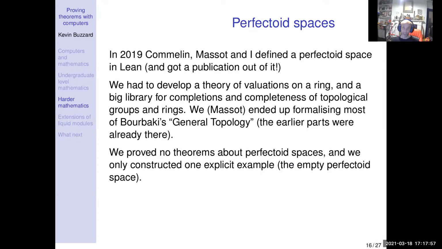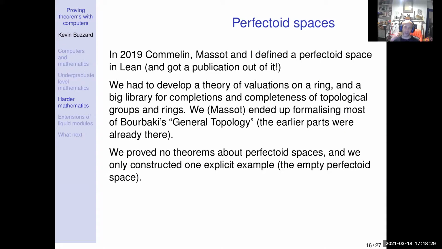So we constructed a perfectoid space. We didn't prove any theorems about it, and we didn't construct any examples either, apart from the empty perfectoid space, because building the completion of the algebraic closure of the p-adic numbers is a different problem. It's like building the real numbers. So it was really just a toy project. But the computer scientists loved it, and I could then start going around telling people that we taught a computer what a perfectoid space was.